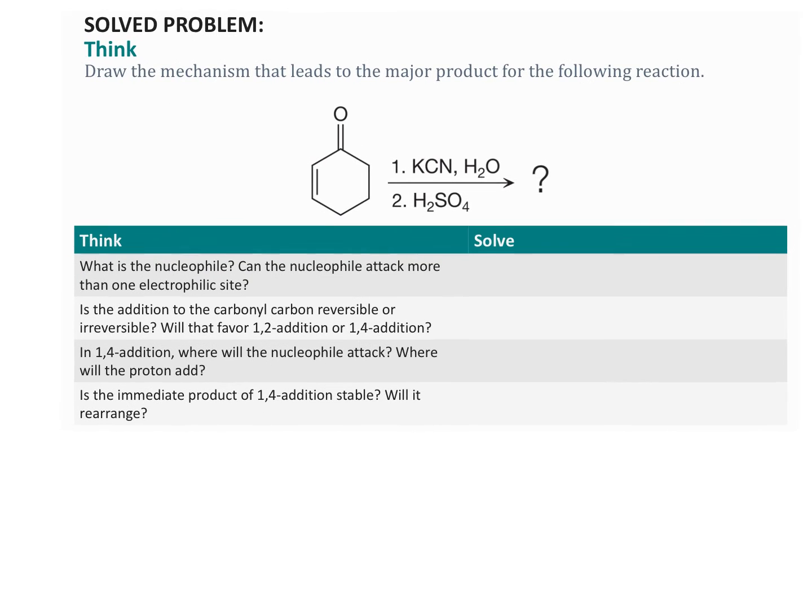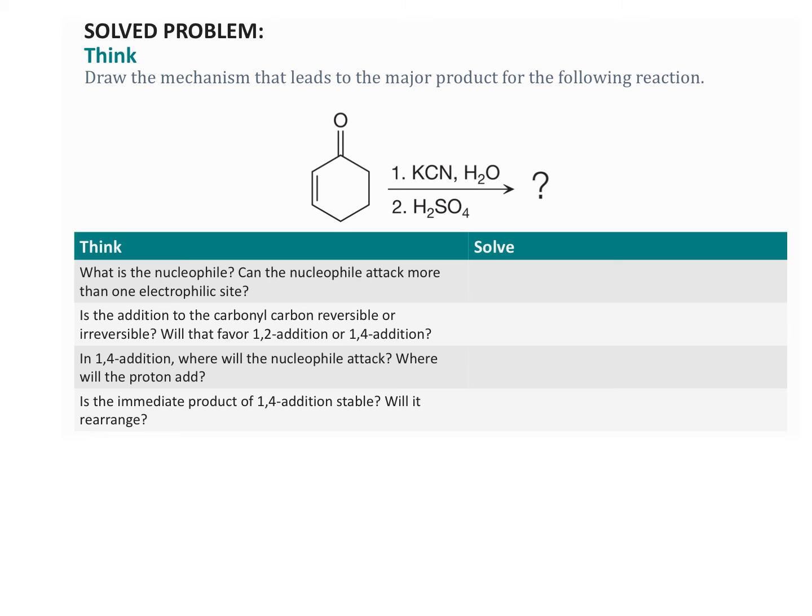So let's do an example. Draw the mechanism that leads to the major product for the following reaction. Now, here's what we are going to look at, okay? The very first thing that you need to be able to do is identify that this is an alpha-beta unsaturated carbonyl. You need to start looking for that with reactions, right? And so this is an alpha-beta unsaturated carbonyl, okay? Now, what's the nucleophile?